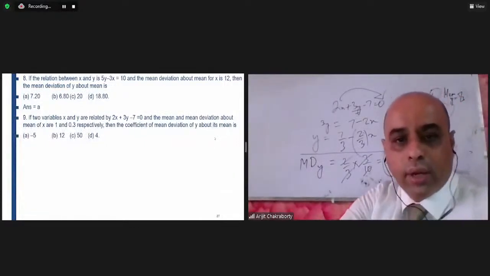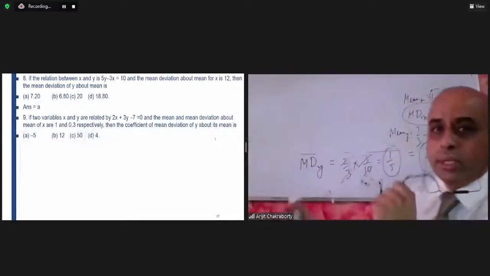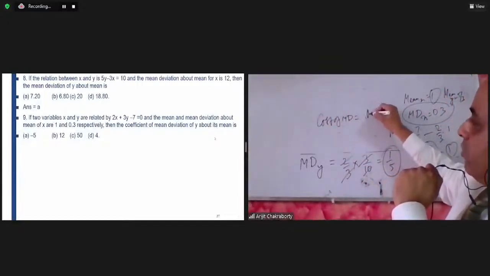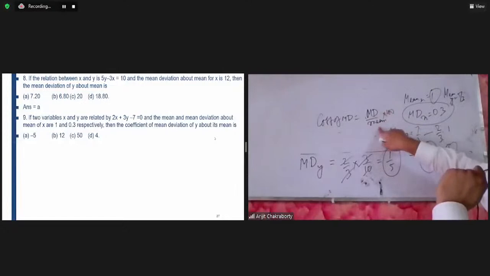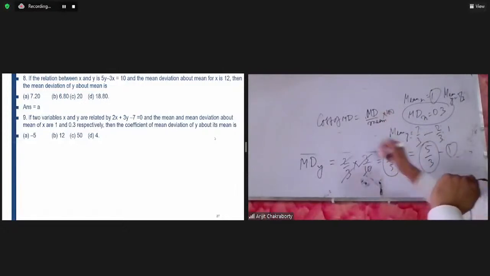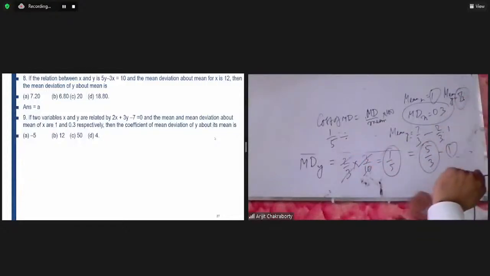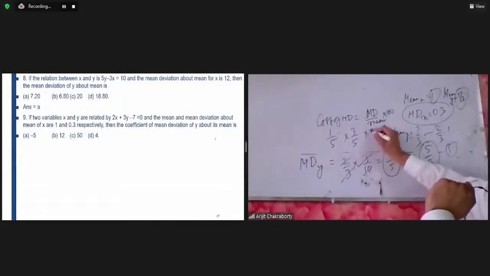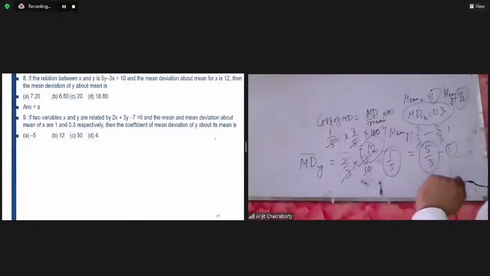You have to find the coefficient of mean deviation. Dear friends, we know the coefficient of mean deviation is given by MD by mean into 100. So here MD, that is mean deviation of y, is how much? It is coming to 1 by 5. 1 by 5 divided by the mean, which is 5 by 3. So divided by 5 by 3, that means we can write into 3 by 5 into 100. So 5 5s are 25, 25 4s are 100, 4 3s are 12. So the answer is 12.